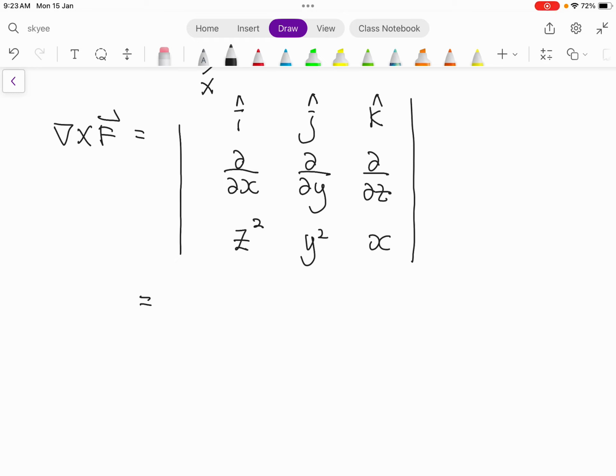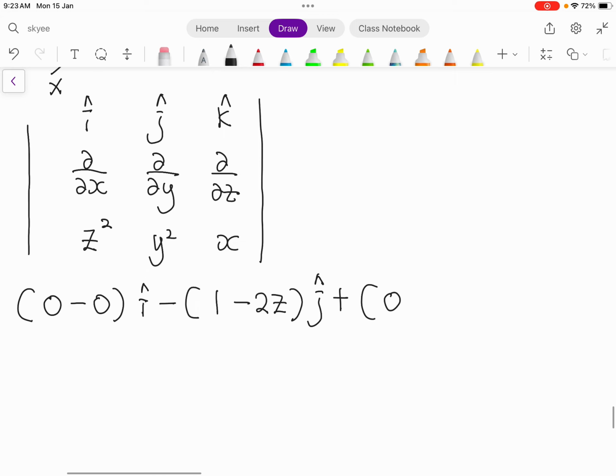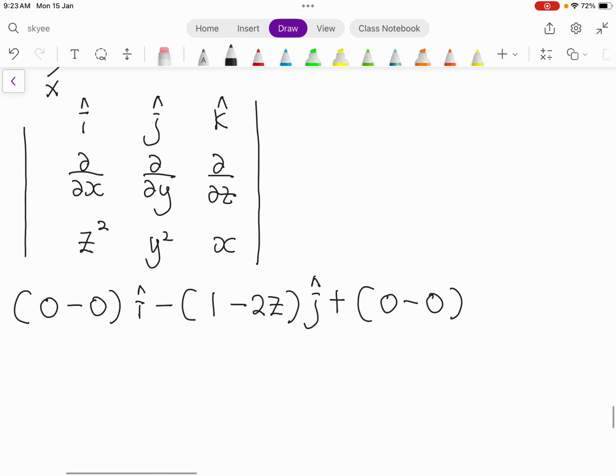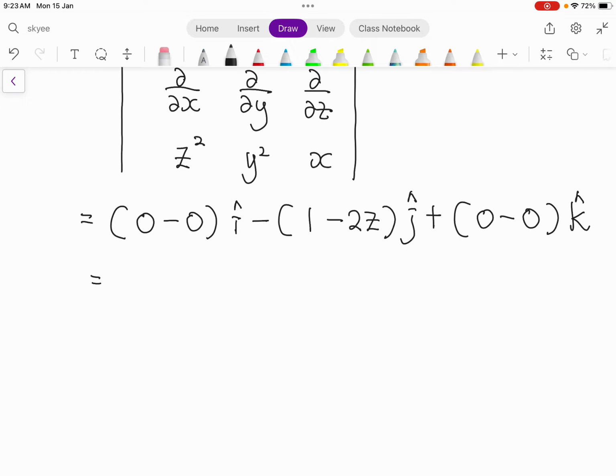First of all, for the i component, we have 0 minus 0. Minus the j component, you have 1 minus 2z. Plus the k component, which is equal to 0 minus 0. So in other words, you have only one component, that is (2z minus 1) j.